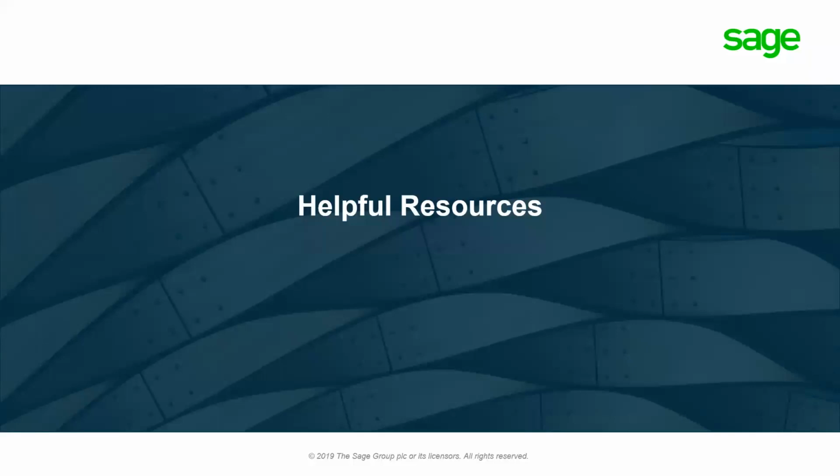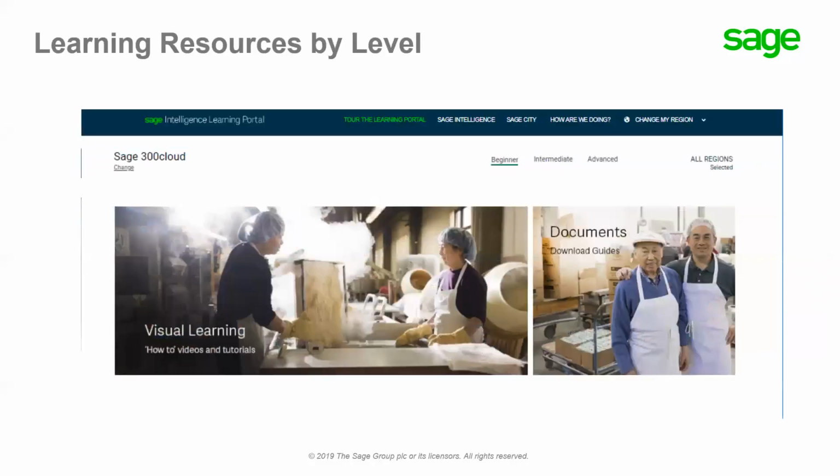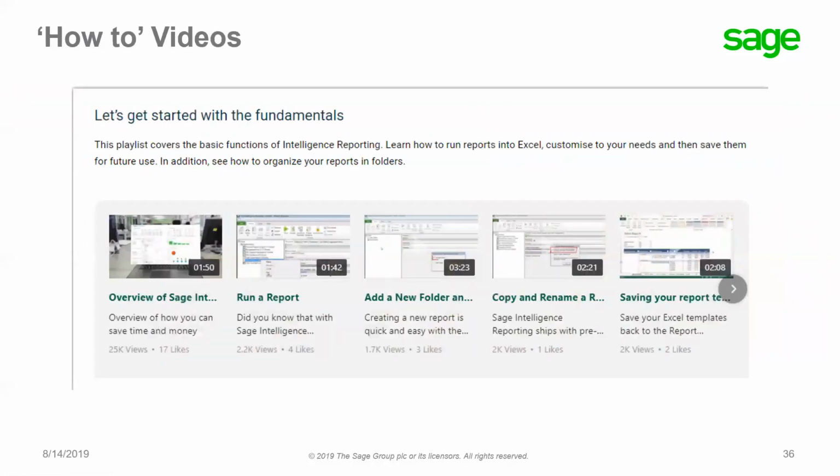You can go out to our Sage Intelligence site, where we have learning resources by level. What that means is all kinds of videos we have based on beginner, intermediate, and advanced levels. So documents, videos, all kinds of information to help you really understand what Sage Intelligence is and how it can be of benefit to you, particularly.